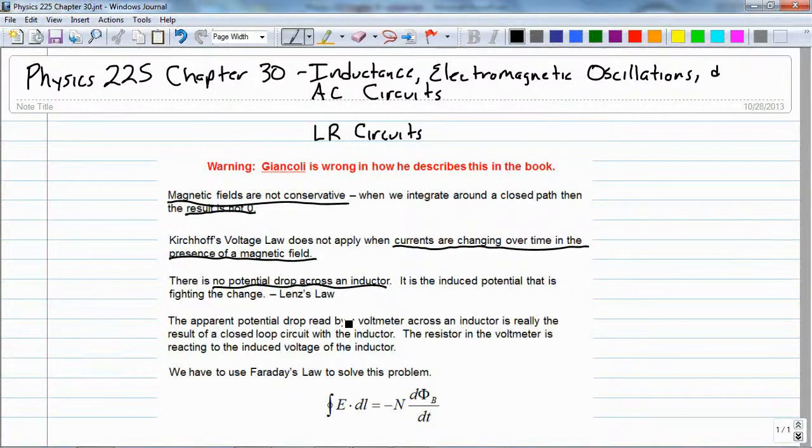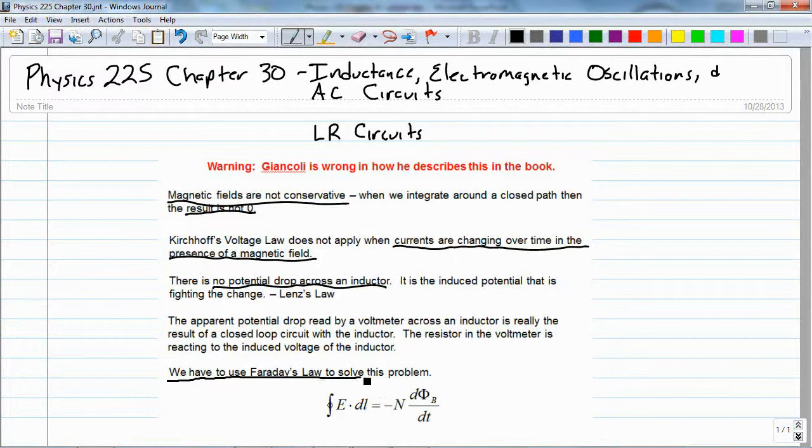And when we read a voltage on a voltmeter, it's the induced potential that the inductor is making that causes that reading in the voltmeter. There's a circuit and it is creating a loop, and so the inductor is giving the induced potential reading to the meter because of that interaction. And the last part, we have to use Faraday's law to solve these problems.